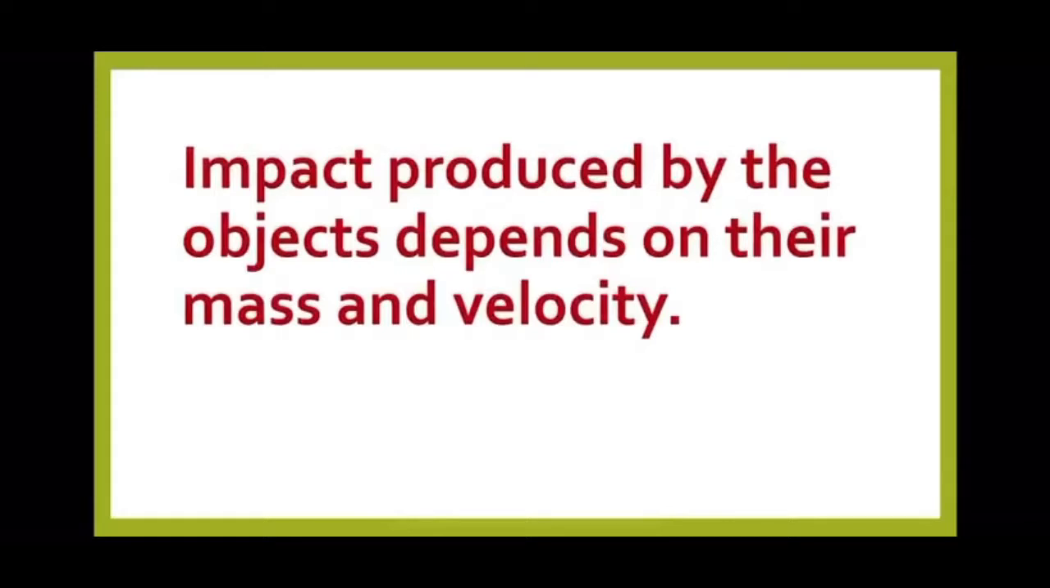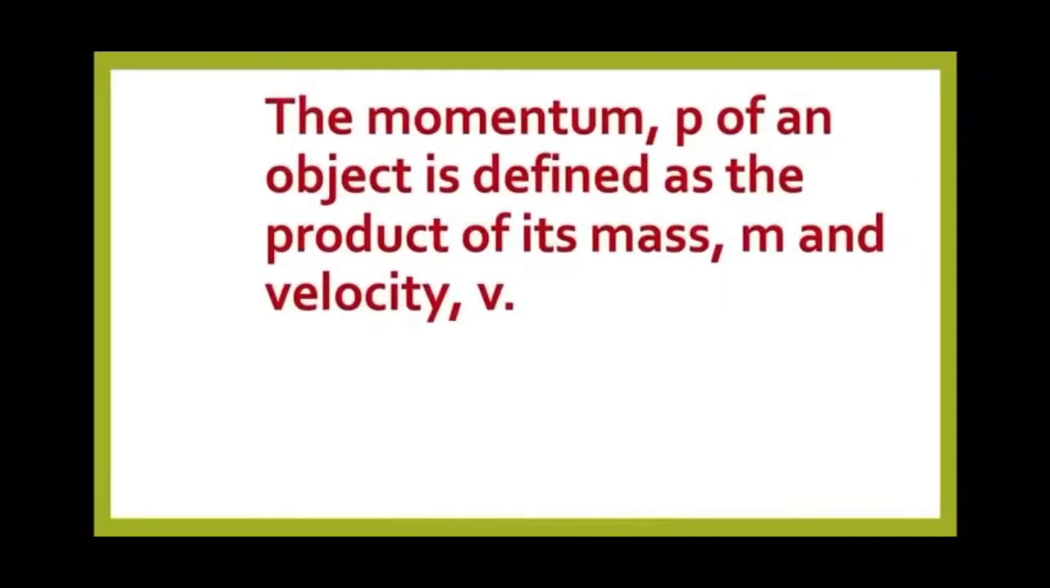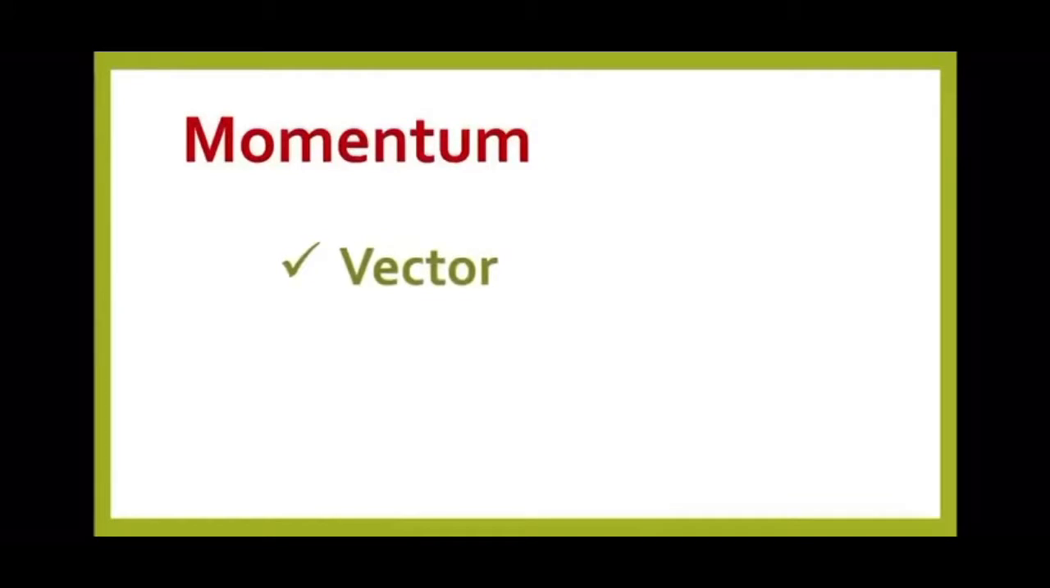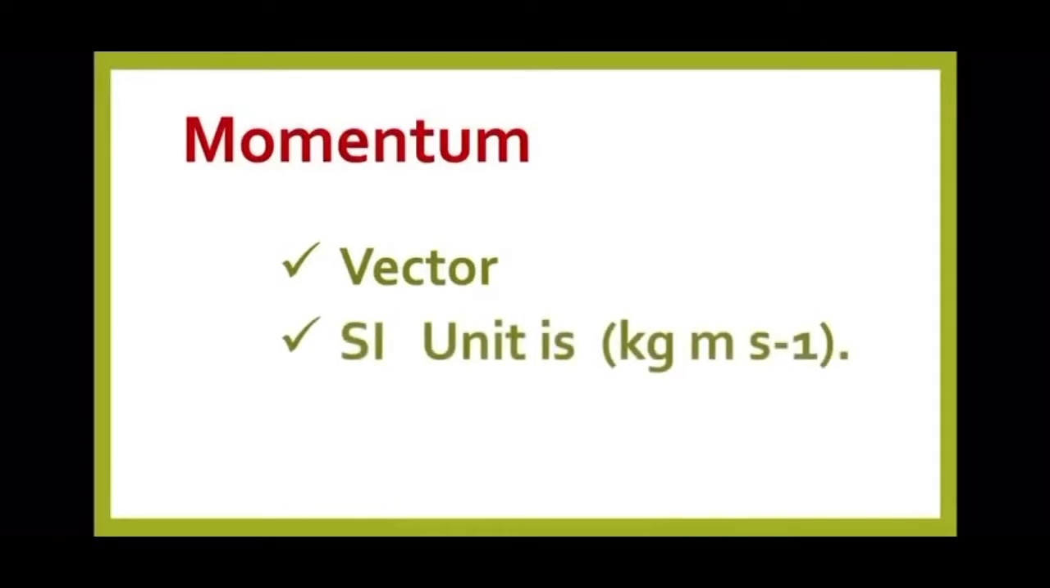Now, there is a quantity that combines the object's mass and its velocity. One such property is momentum, which was introduced by Newton. The momentum p of an object is defined as the product of its mass m and velocity v. That is, p is equal to mv. Momentum is a vector quantity, that means it has magnitude as well as direction. And the SI unit of momentum is kilogram meter per second.